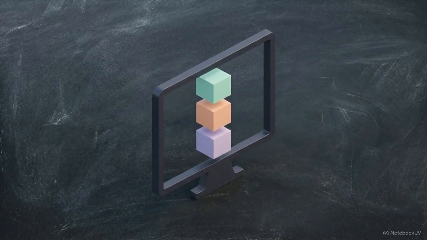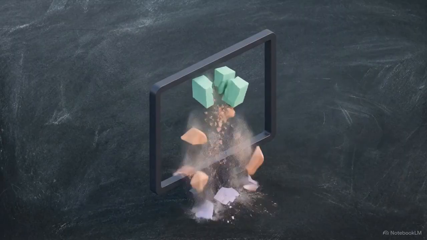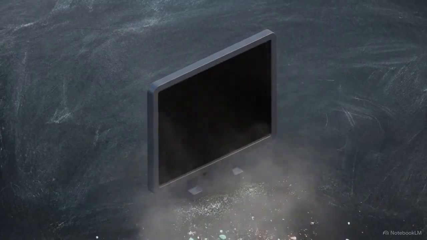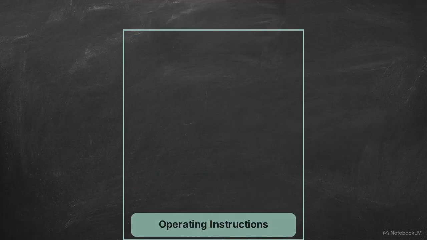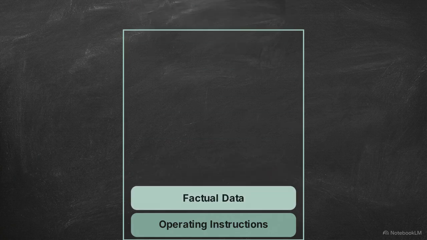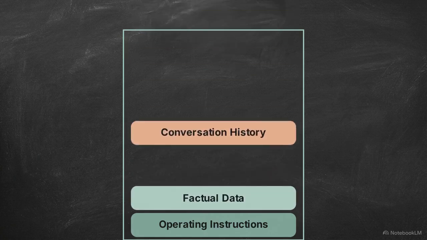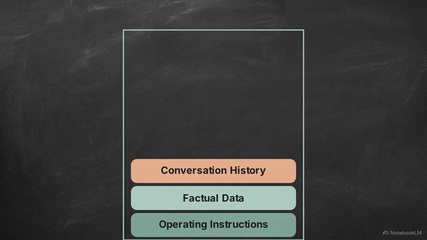By default, it retains no memory of past interactions. After every single prompt, its awareness is wiped entirely clean. This diagram represents the context window. To have a coherent conversation, you have to package your operating instructions, your factual data, and your conversation history into this strict, bounded workspace. It is the only place the AI can temporarily hold information to process your immediate request.